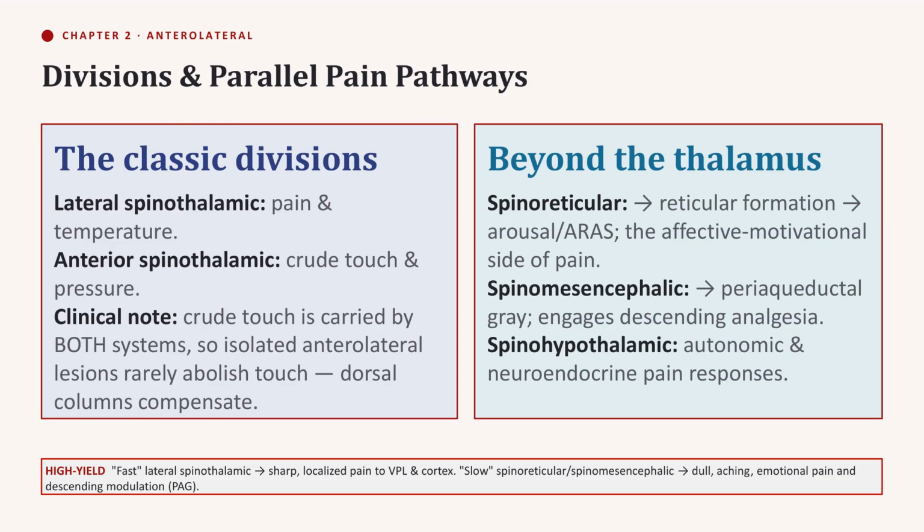The spino-reticular tract feeds the reticular formation and the arousal system. This is what wakes you and holds your attention on pain. The spino-mesencephalic tract runs to the periaqueductal gray and engages descending analgesia, the brain's own brake on pain, which sets up the next slide. So think of it as two streams, a fast, sharp, precisely localized stream to the cortex and a slow, aching, emotional, arousing stream to the brainstem and limbic system.